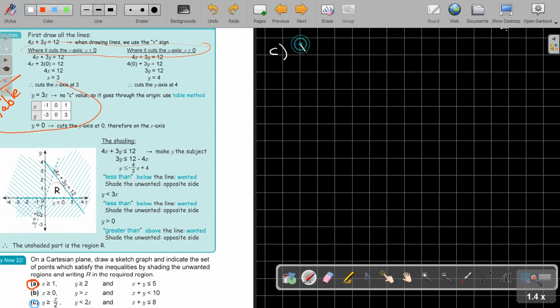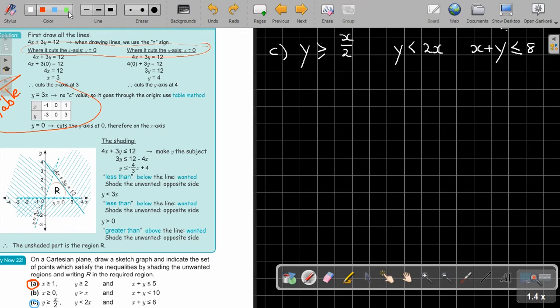Okay, so in this case, it's y is bigger than or equal to x over 2, and y is smaller than 2x, and x plus y is smaller than or equal to 8. Okay, the problem is this one and this one.